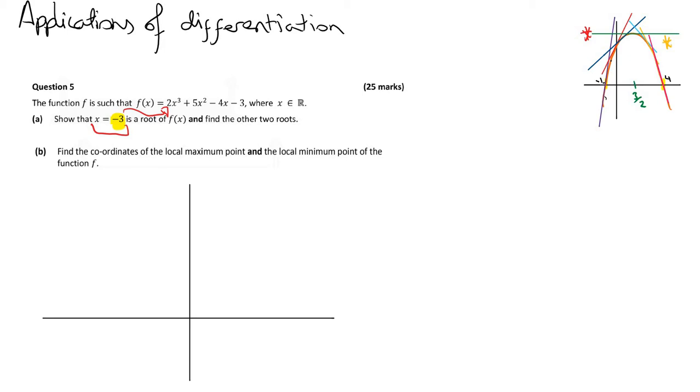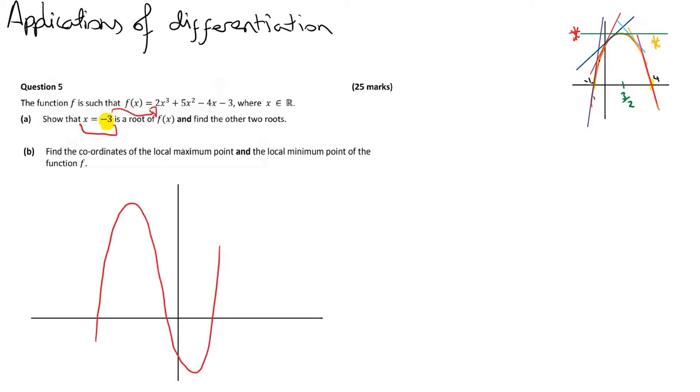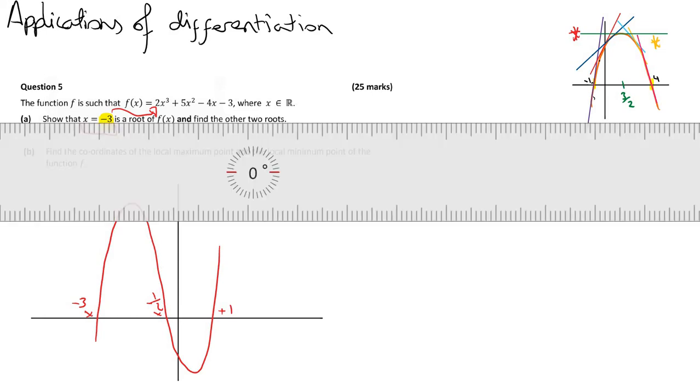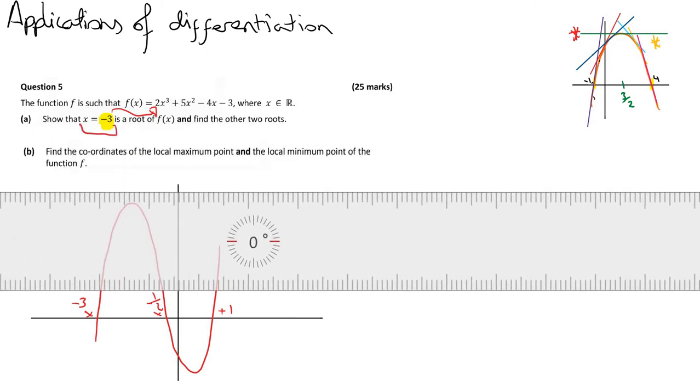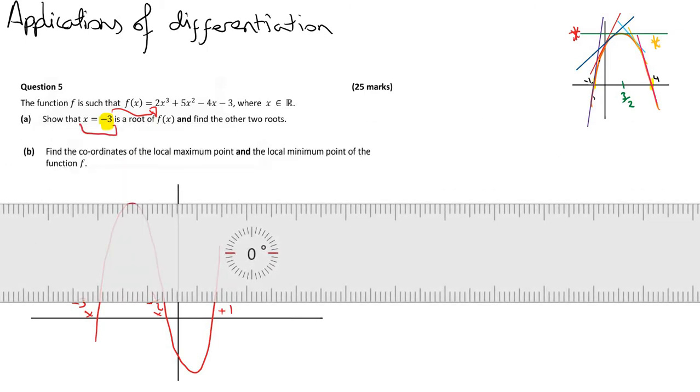So the roots for this function are x equal to minus 3, x equal to minus a half, and x equal to plus 1. But this is just a quick sketch of the curve. We know that the roots are here, minus 3, here, minus a half, and here, plus 1, by answering the first part correctly. Now you're asked to find the local maximum point and the local minimum point of the function. Well, at the local maximum and the local minimum, the slope of the tangent to the curve is 0.